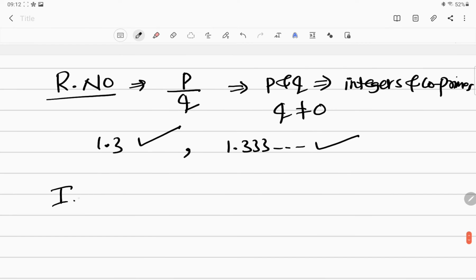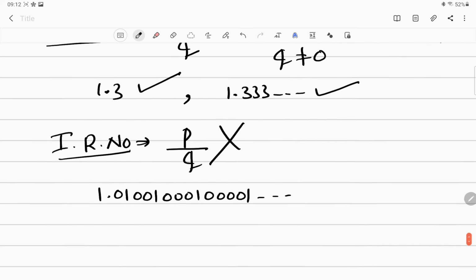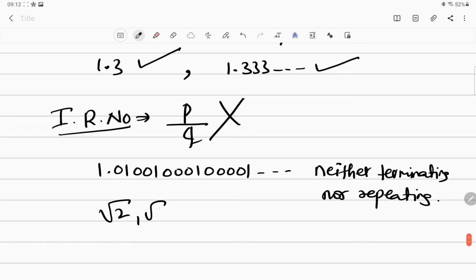So that's why. And an irrational number, what do you mean by irrational number? The number should not be in the form of p by q, and for example 1.0100100001000001, it continues because there is no pattern here. It is neither terminating nor repeating. There is no termination, no repetition. So that's why it is an irrational number. And root 2, root 3, all those imperfect square roots I have given in that example.